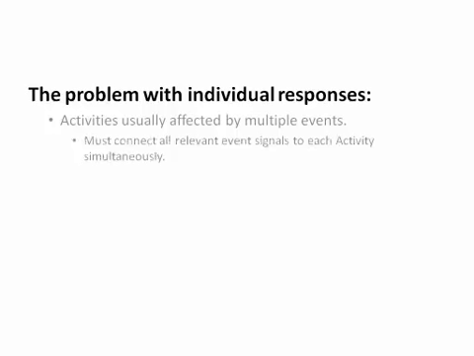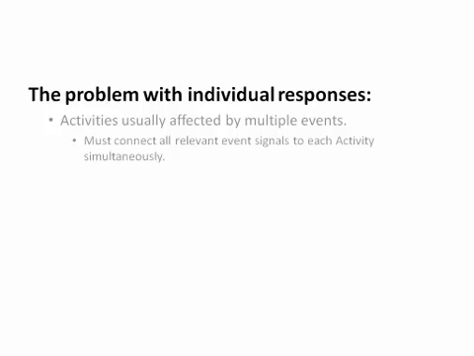Now, the problem with our individual responses is that activities are usually affected by multiple events. There are shifts, there are power failures, you can lose your vacuum system, you can not have your labor. All of those events can affect the same process. But all of those events can happen simultaneously or independently of each other, so they all must be connected to the activity block at the same time.